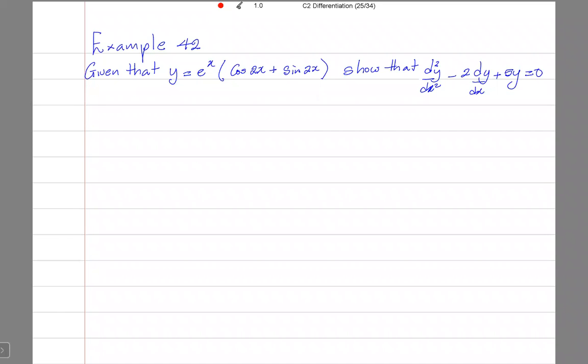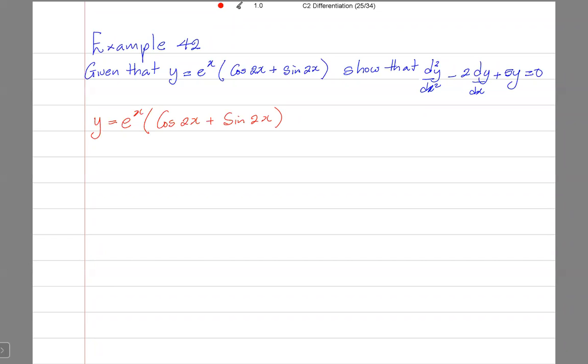All right, so example 42 says, given that y is equal to e to the x, cos 2x plus sine 2x, show that d2y by dx squared minus 2dy by dx plus 5y is equal to 0. So we have y is equal to e to the x, the cosine of 2x plus the sine of 2x. This is a product. It's a function in x multiplied by another function in x.